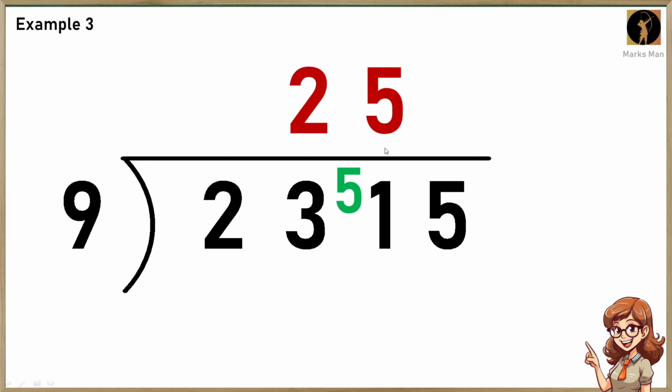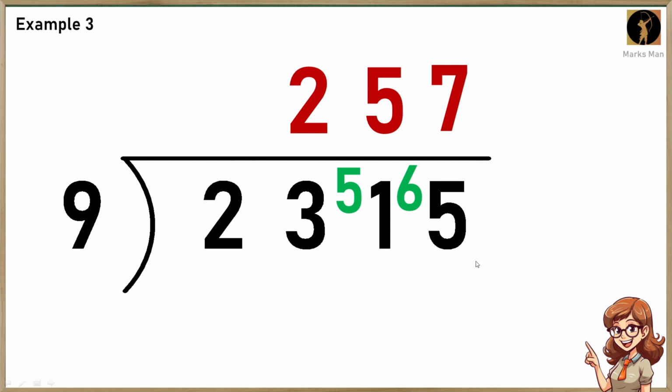And 5 times 9 is 45. And if you subtract that from 51, the answer is 6. So now, this 5 becomes 65. And 65 divided by 9, that is 7. Since there are 7 9's in 65. And 7 times 9, that is 63. And if you subtract that from 65, the answer is 2.